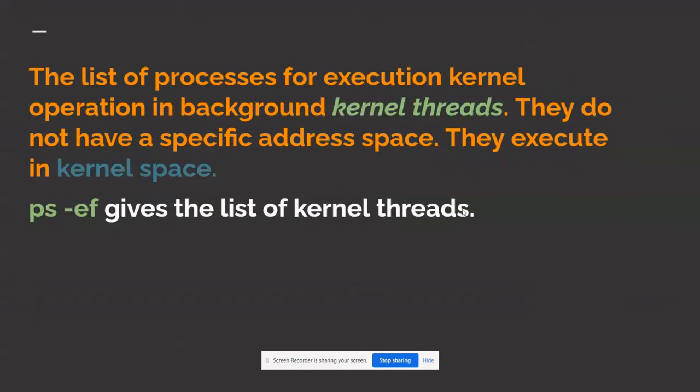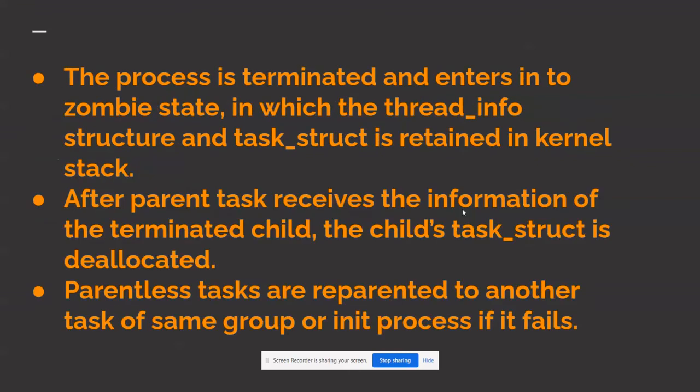The processes for executing the kernel's background work are called kernel threads. In the background, the kernel has to execute many things, and these are executed by kernel threads. They do not have a specific address space and execute in kernel space. ps -ef can give you the list of the kernel threads.